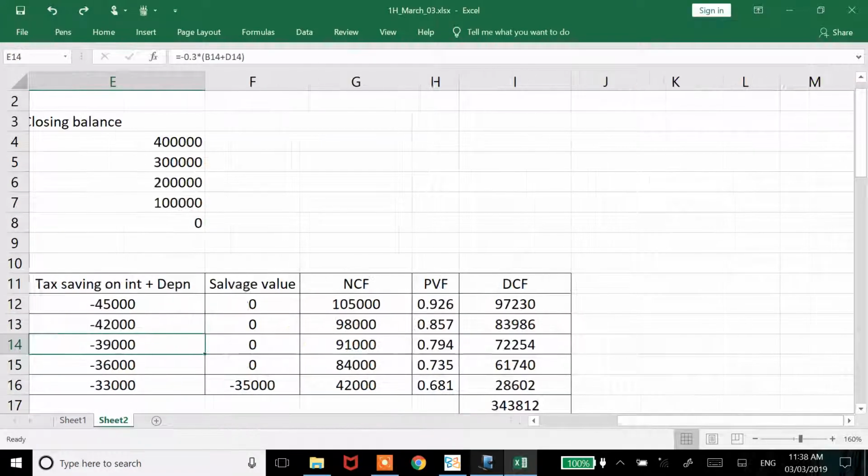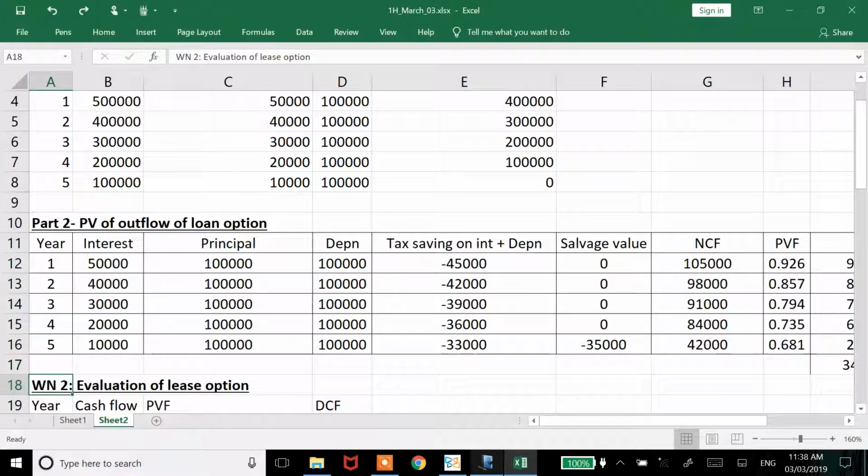Okay. Earlier question I didn't want to introduce all of this. Anyway, the discount rate was different. Now onwards we will see whether the discount rate is same as after tax cost of debt. If it is same, only 4 line items: cost of the asset less present value of salvage value less present value of depreciation benefit, and PV of outflow of loan option. Lease option, year cash flow, PV of DCF, and we are done with it. In case it is different, then you need all of this: interest, principal, depreciation, tax saving on interest and depreciation, salvage value, NCF, PVF, and DCF.